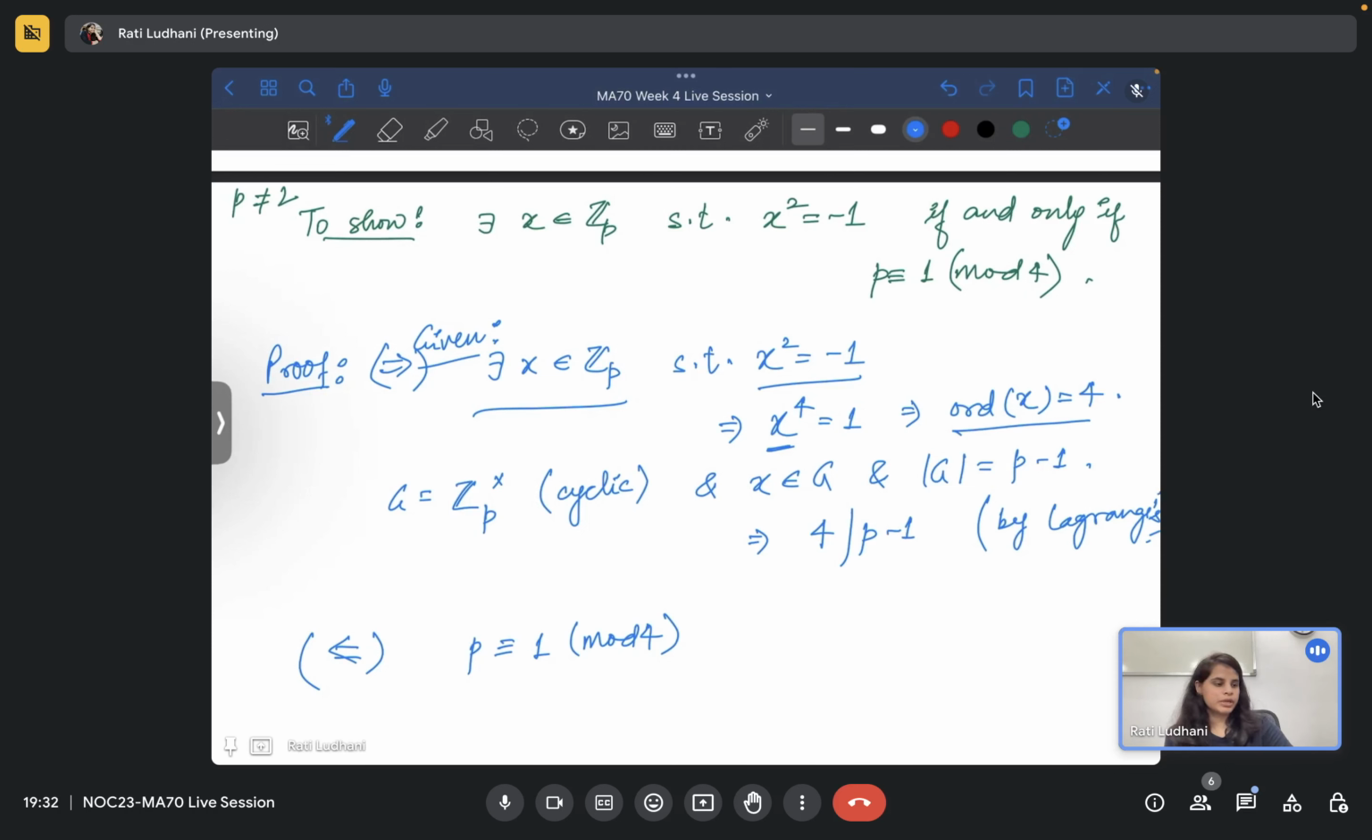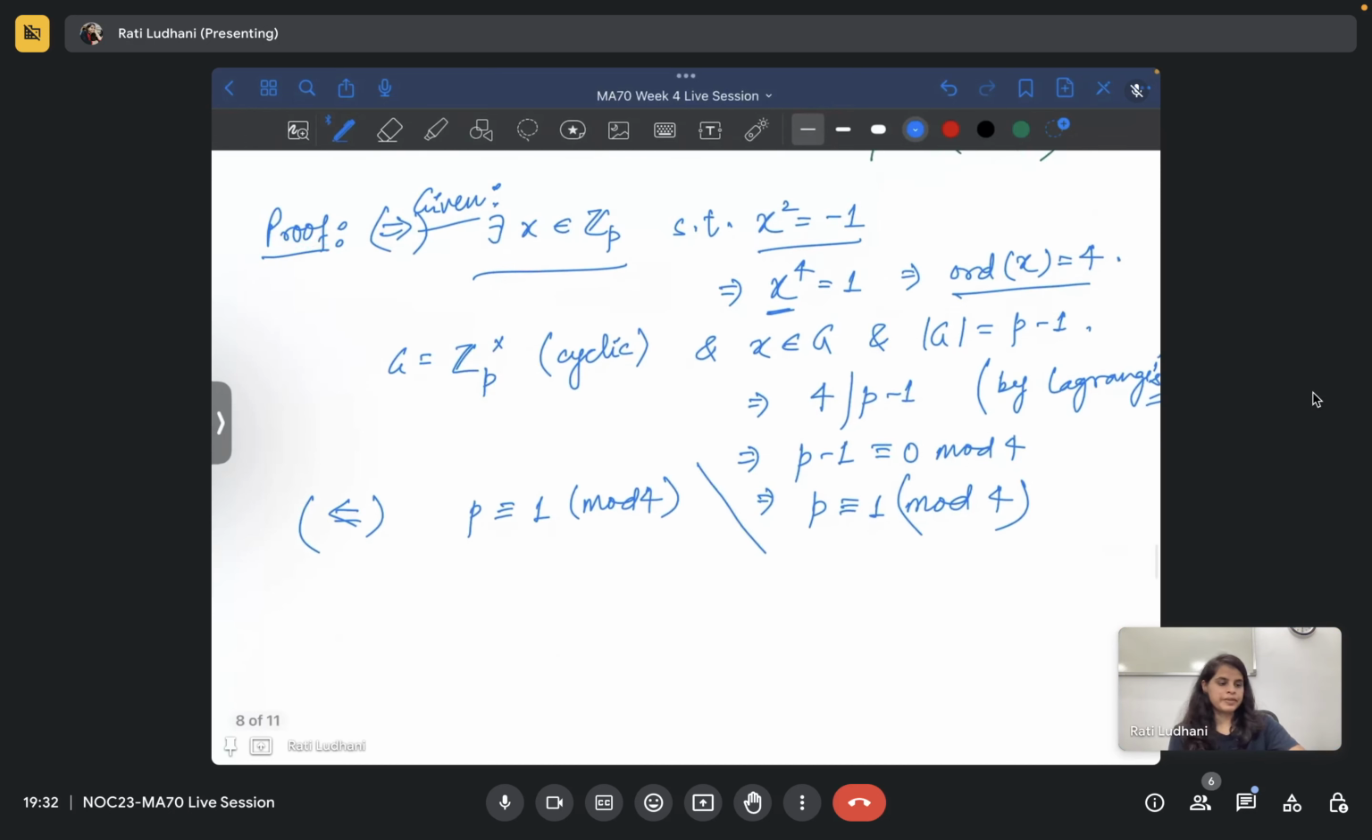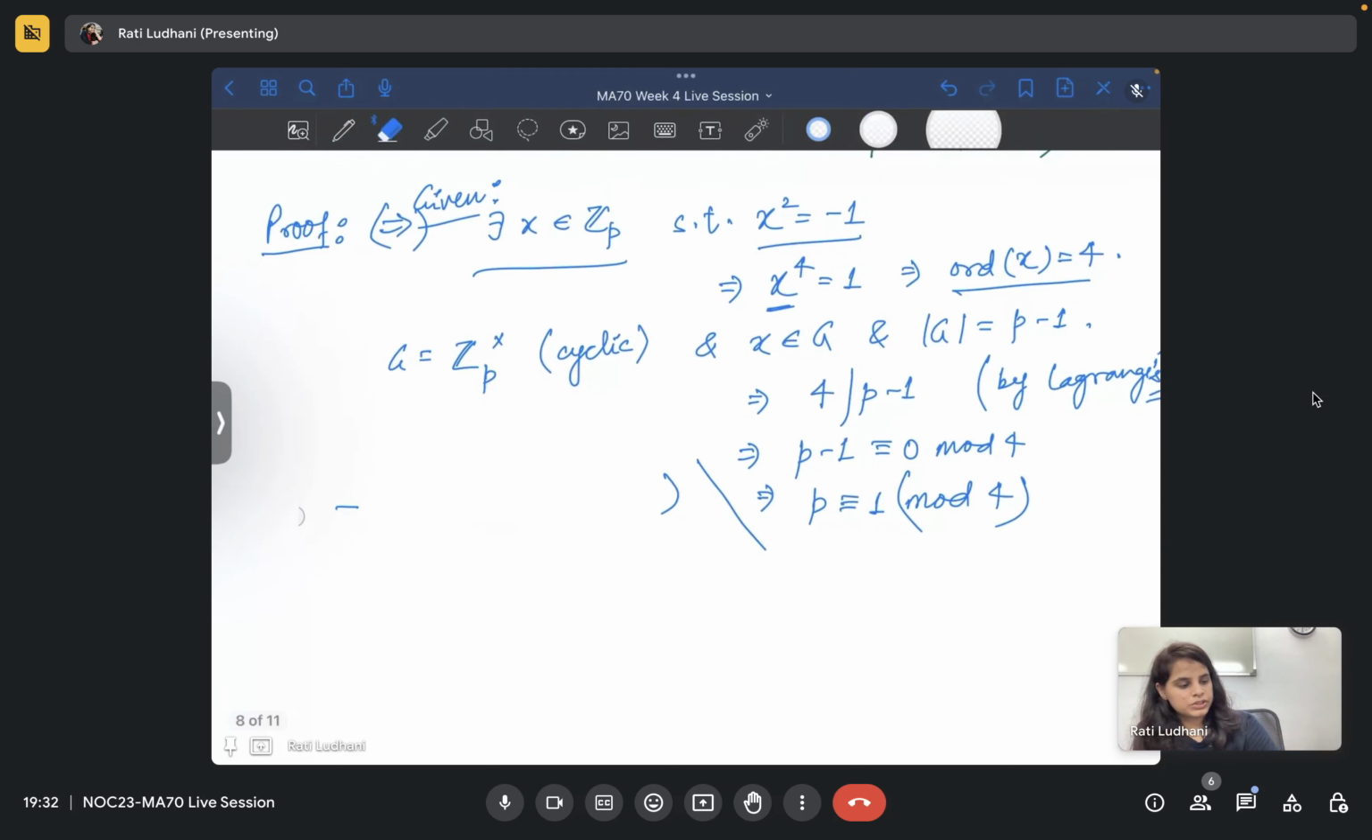So 4 divides p minus 1. What does this mean? p is equal to 1 mod 4. Or maybe I can write it better: this implies p minus 1 is equal to 0 mod 4, and that will imply that p is equal to 1 mod 4. So this was this one. Let's prove the other side. You want to try?